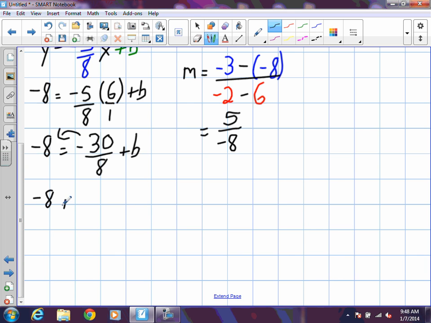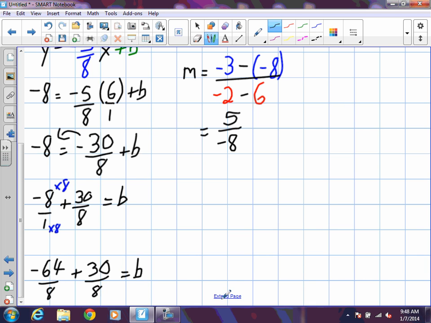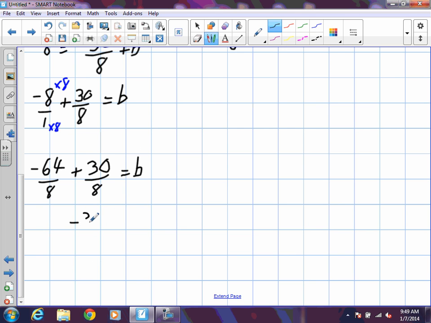30 over 8. Now the problem is, can I just add these? Why not? Because I don't have a common denominator. Right now the denominator is 1. So I need to multiply this by 8, both the top and the bottom. So, negative 8 times 8 is negative 64 over 8 plus 30 over 8. Okay. That's right, it's going to be negative 34 over 8 is equal to b.